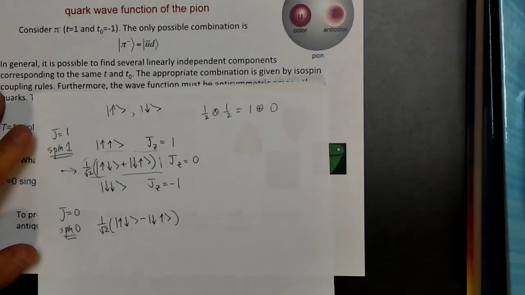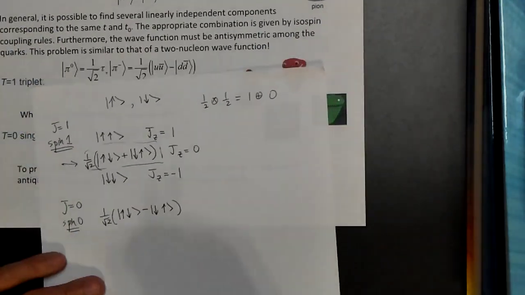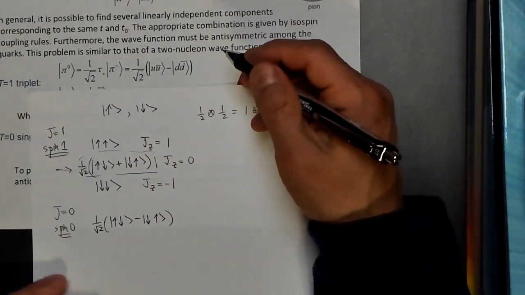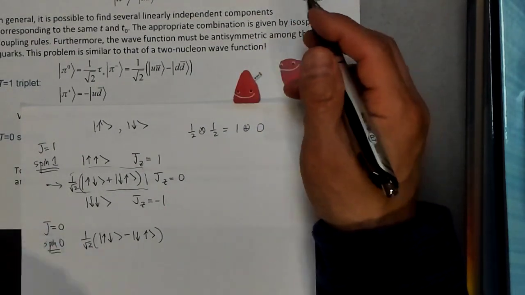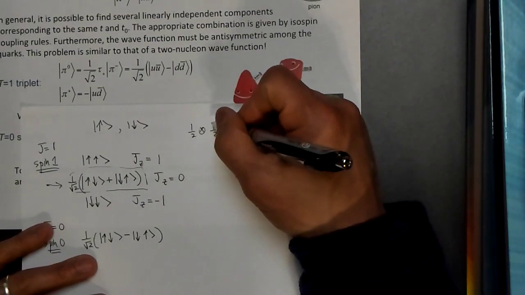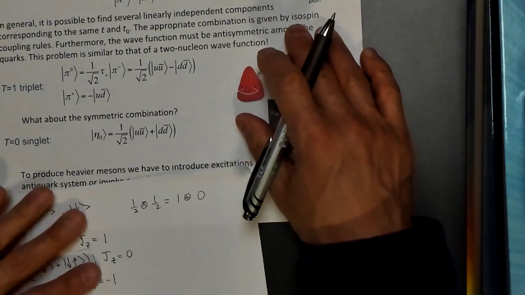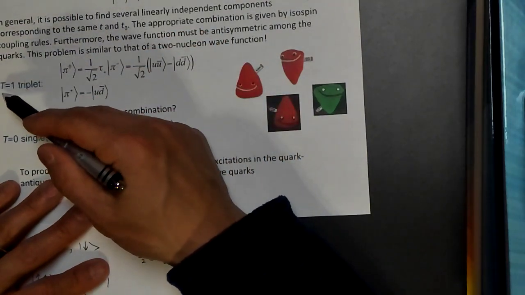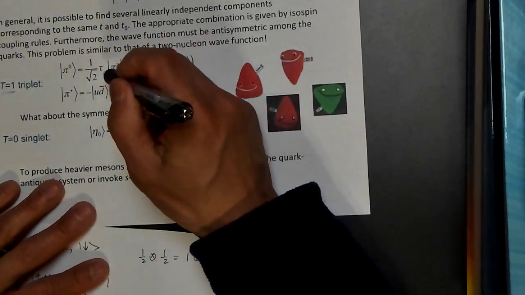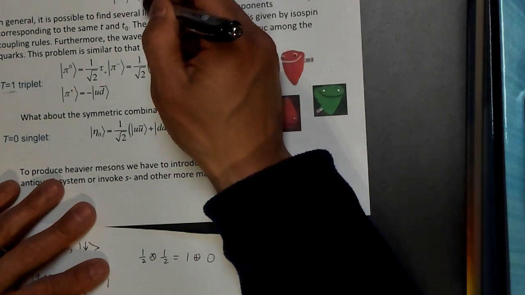We can do the same thing with isospin, if I combine a quark and an antiquark together. The quark has isospin 1/2, and the antiquark also has isospin 1/2. So the combinations I can get will be isospin 1.